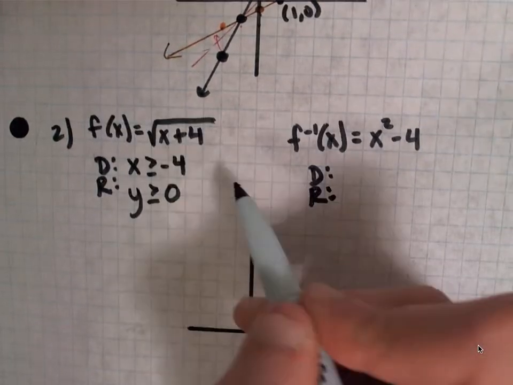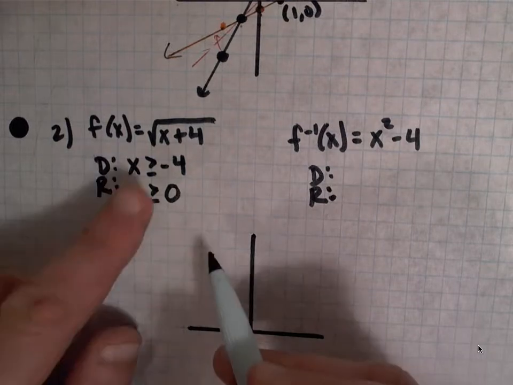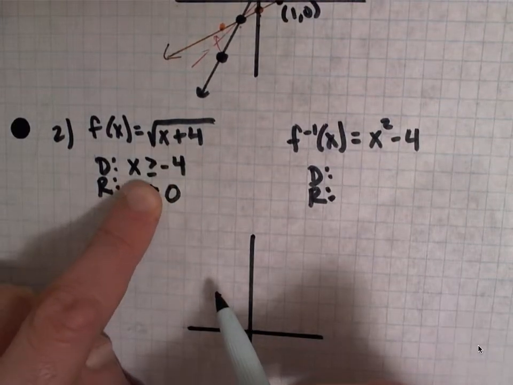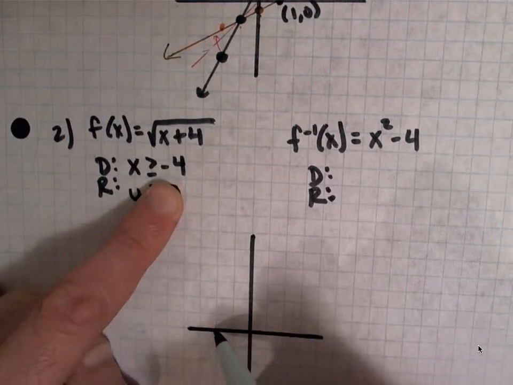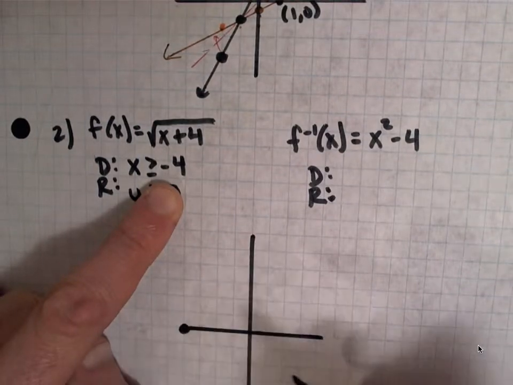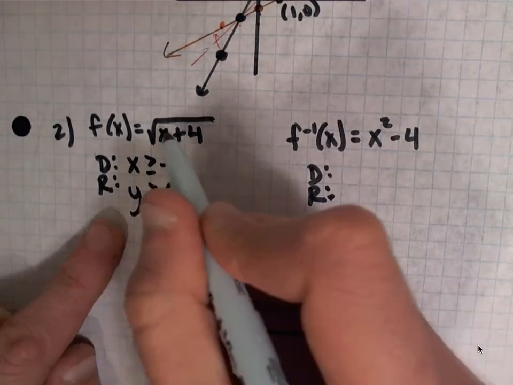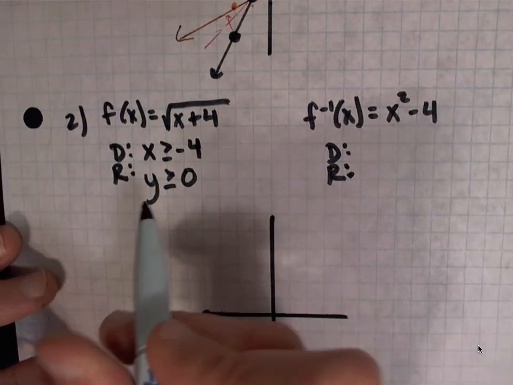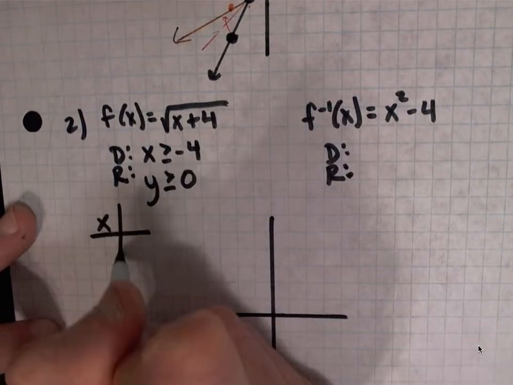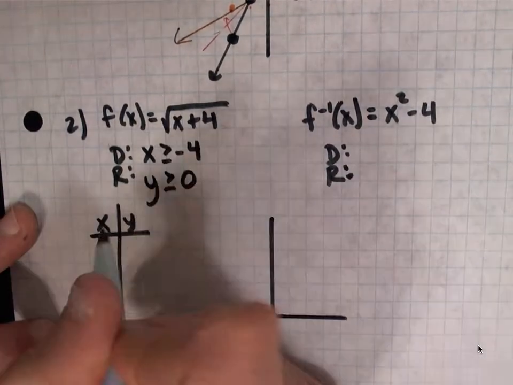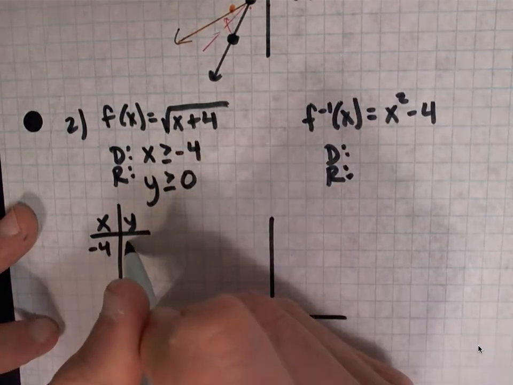So if we graph this, the domain says x must be greater than or equal to negative 4. So our x is going to start at negative 4. 1, 2, 3, all the way over here. And how do we graph this? Let's just go ahead and do a t-chart since we don't know too much about how to graph these square root functions yet. So we know that negative 4 is going to go to 0.